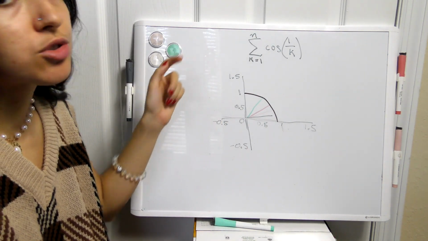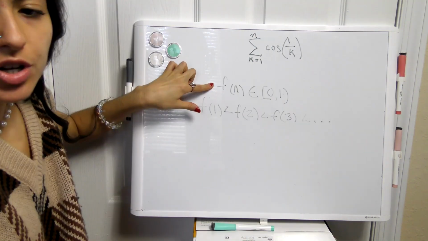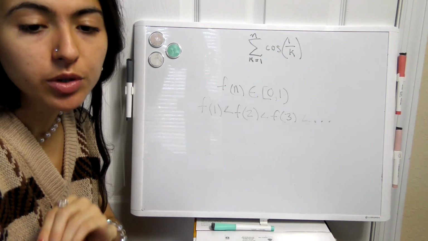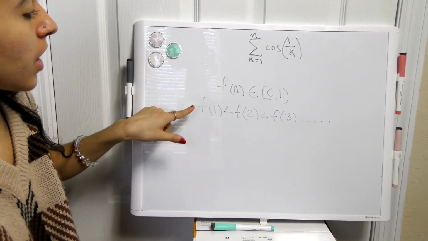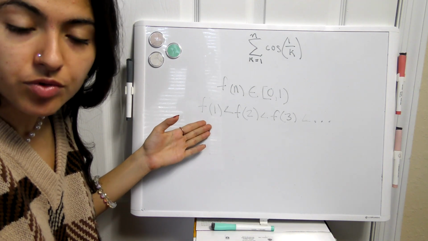Let f be a single term in this summation. Then we know two things. Each f of n is in the interval [0, 1), not including 1. And f of n is an increasing sequence. What can we deduce from these?